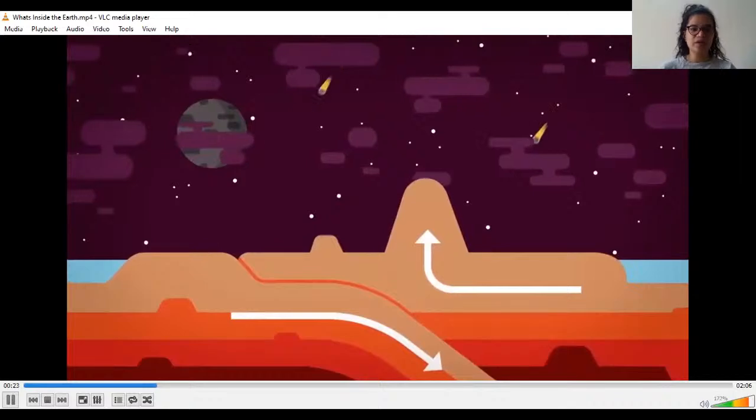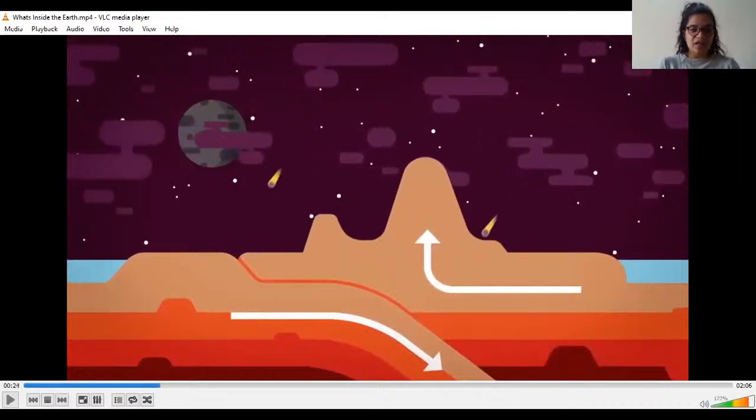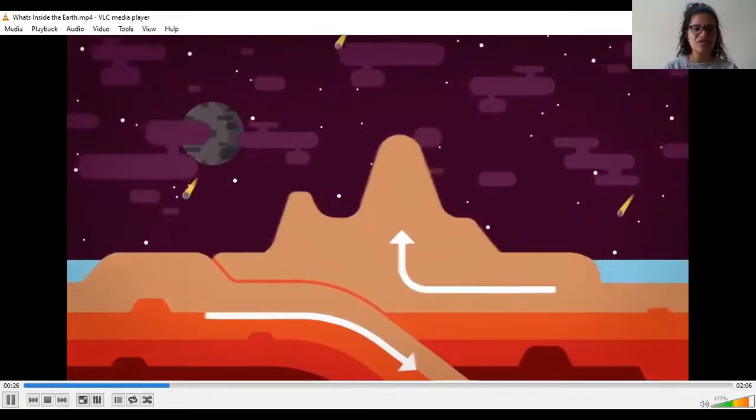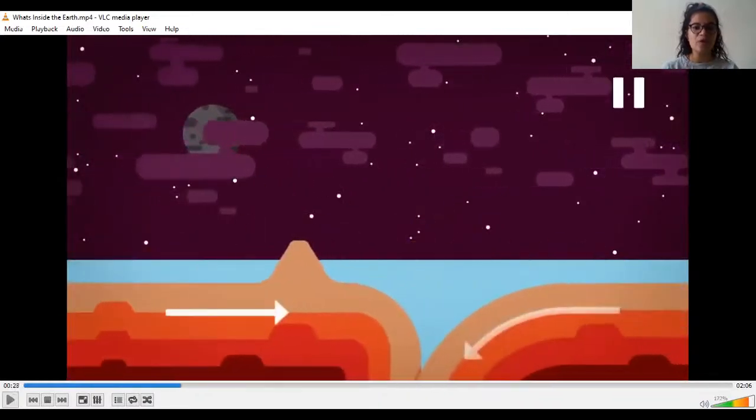Now, let me tell you, the crust of the Earth consists of separate giant plates which move around. As they meet and as they crumble, mountains are formed and even trenches are formed. Can you see this? Now, this is a trench. Now, what is a trench? Trenches are depressions inside.